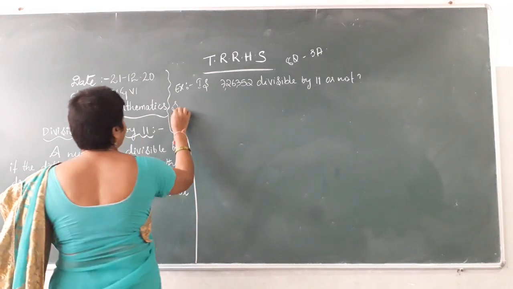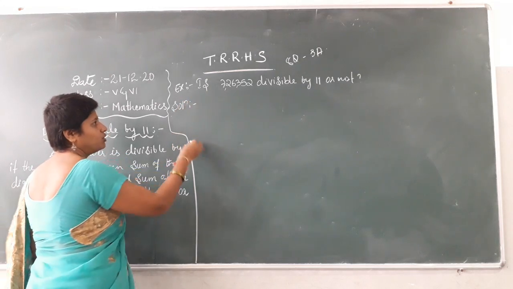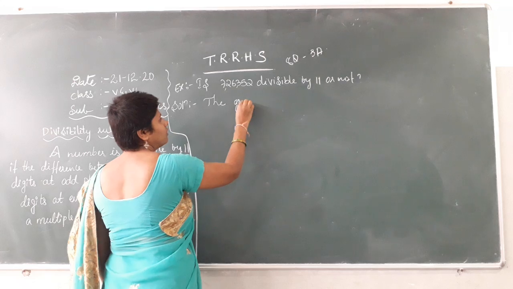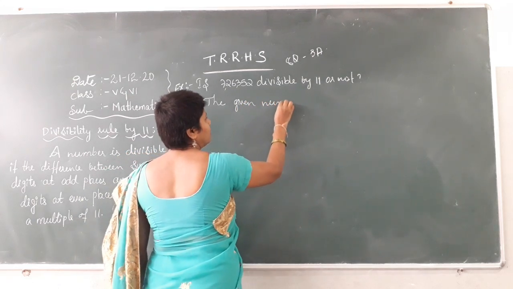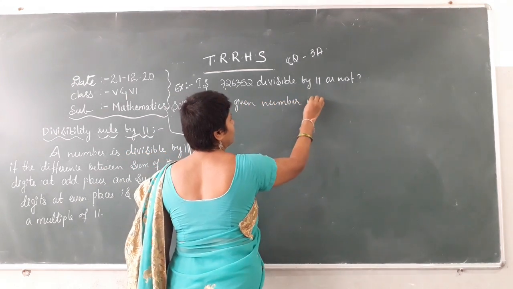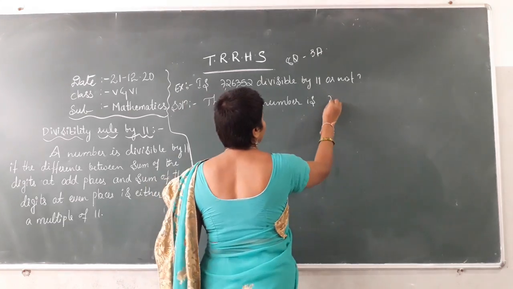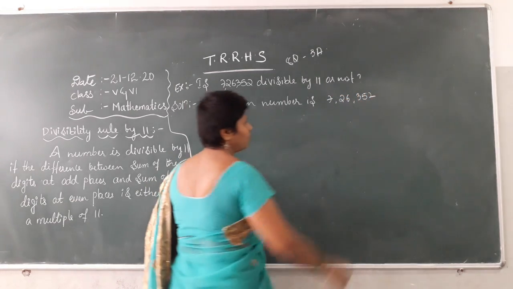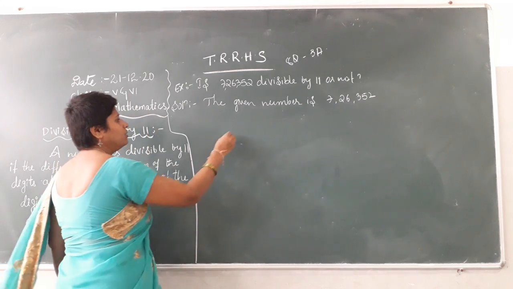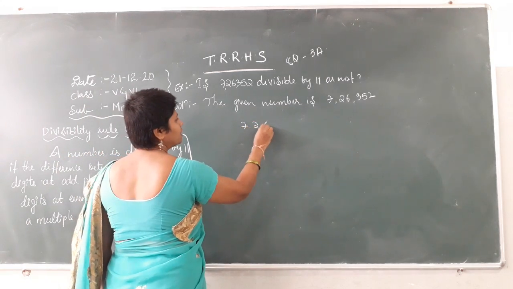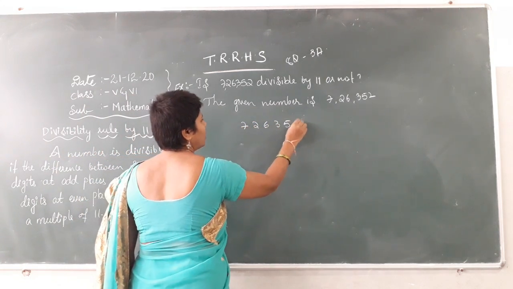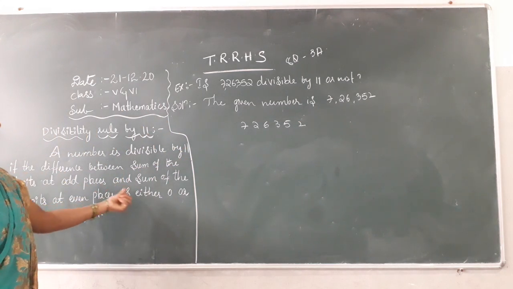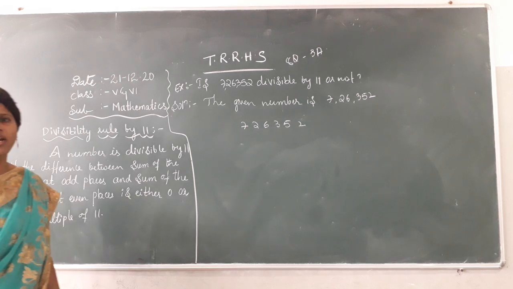First we write down what is given in the question. So the given number is 726352. Right. Now this number you write down: 7, 2, 6, 3, 5, 2. Now what do you have to find? You have to find the digits at odd places and the digits at even places.